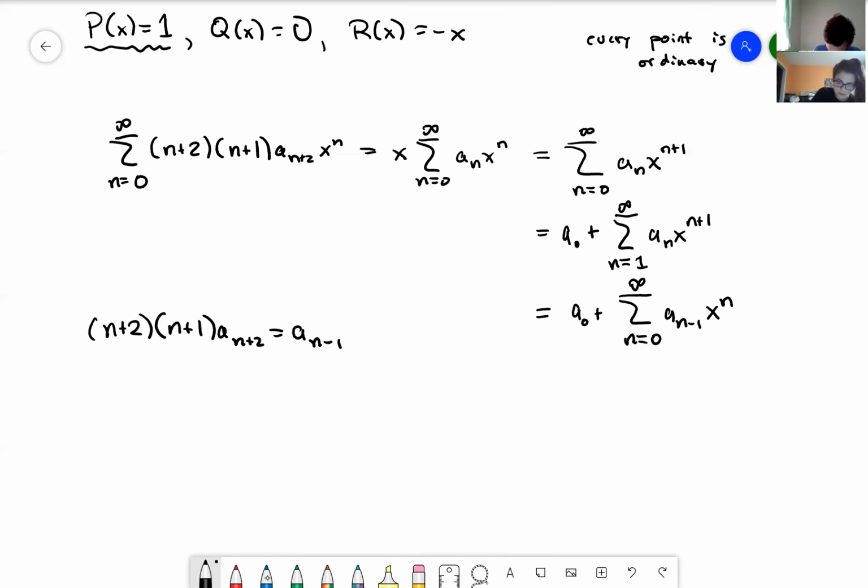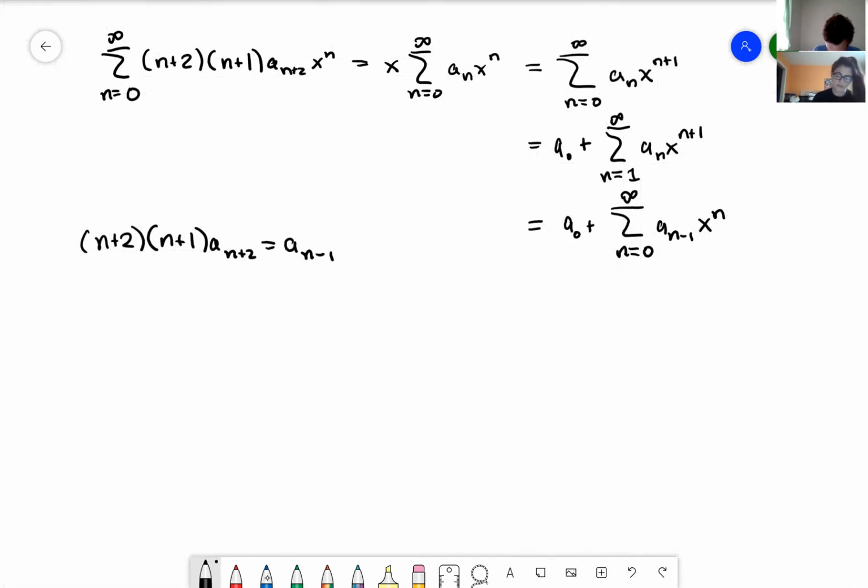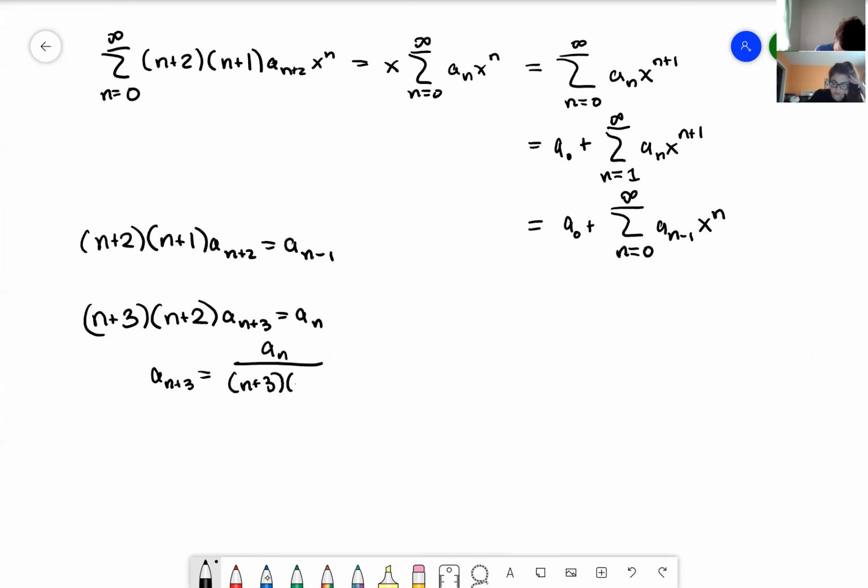Now, the subscripts on this are kind of a pain. We want our next term to be in terms of a n. And so what I'm going to do is shift all of these indices up by 1. I'm going to have n plus 3 times n plus 2 a n plus 3 equals a n. Okay. And finally, just this little cleanup step that I usually do, a n plus 3 equals a n over n plus 3 times n plus 2.